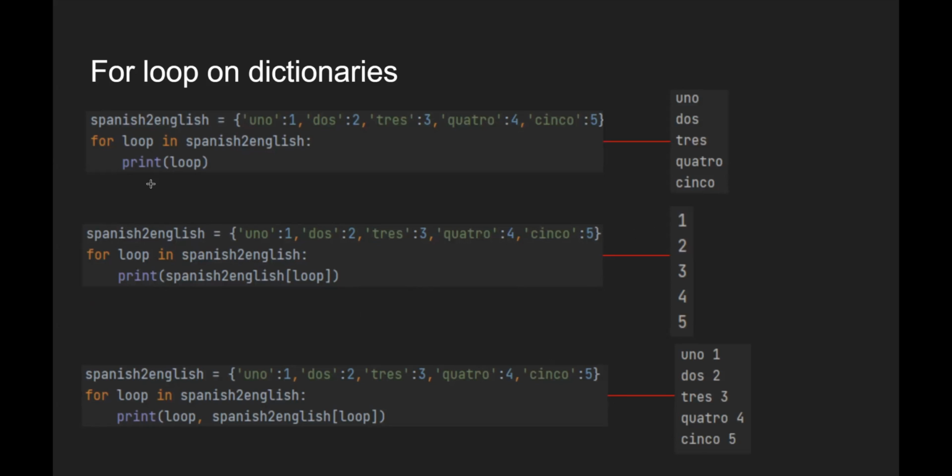So if we did Spanish to English and then for loop in Spanish to English, print loop. Loop, in this case, is every key. Then it will print each value of it. So we can just print loop and then comma that value, and then we get each and every key and value pair.